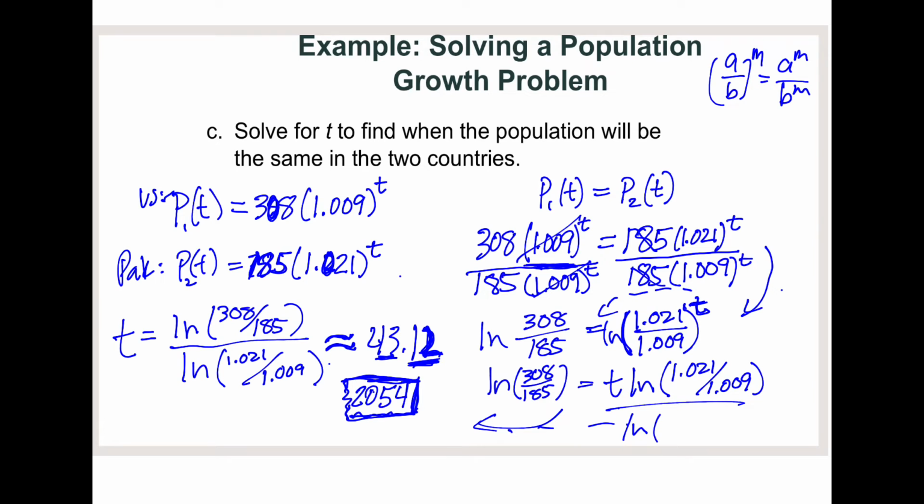Maybe another worldwide coronavirus, just to pull an example out of the hat. But this would be the year that they would have equal populations.